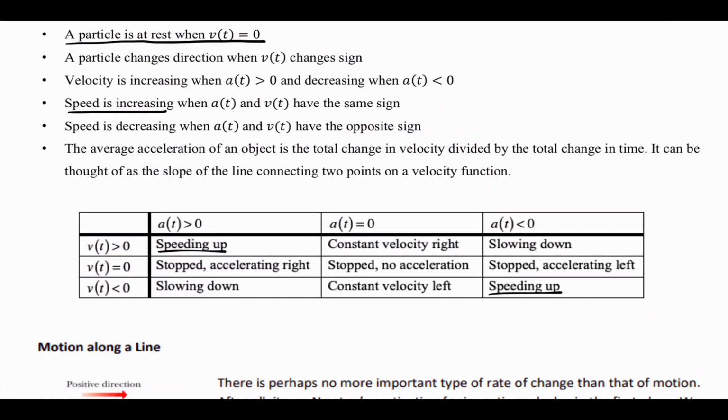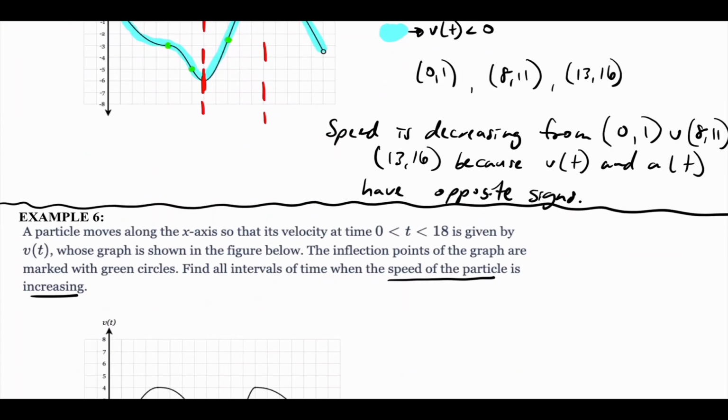There you go. Speed is increasing when velocity and acceleration have the same sign. Right there, here, or here. Same thing. All right, same sign. They're both positive at the same time. They're both negative at the same time. Okay, that's what we got to figure out. So let's go back to the graph.